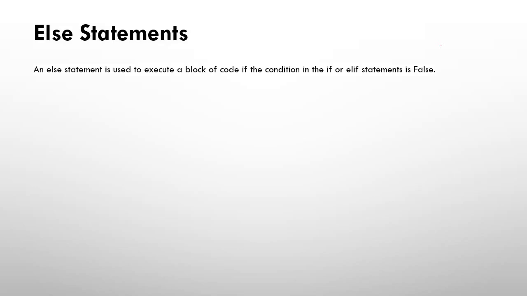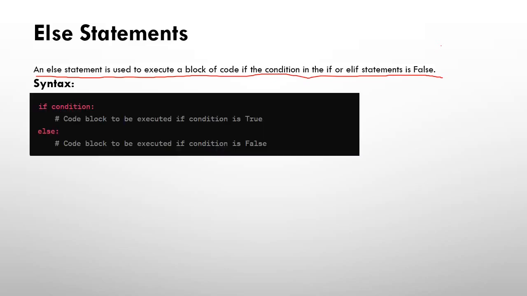Finally, coming to the else statement. An else statement is used to execute a block of code if the condition in the if or elif statements is false. So first the condition in the if statement will be checked, and if it is false, the part of code written in the else block will be executed.